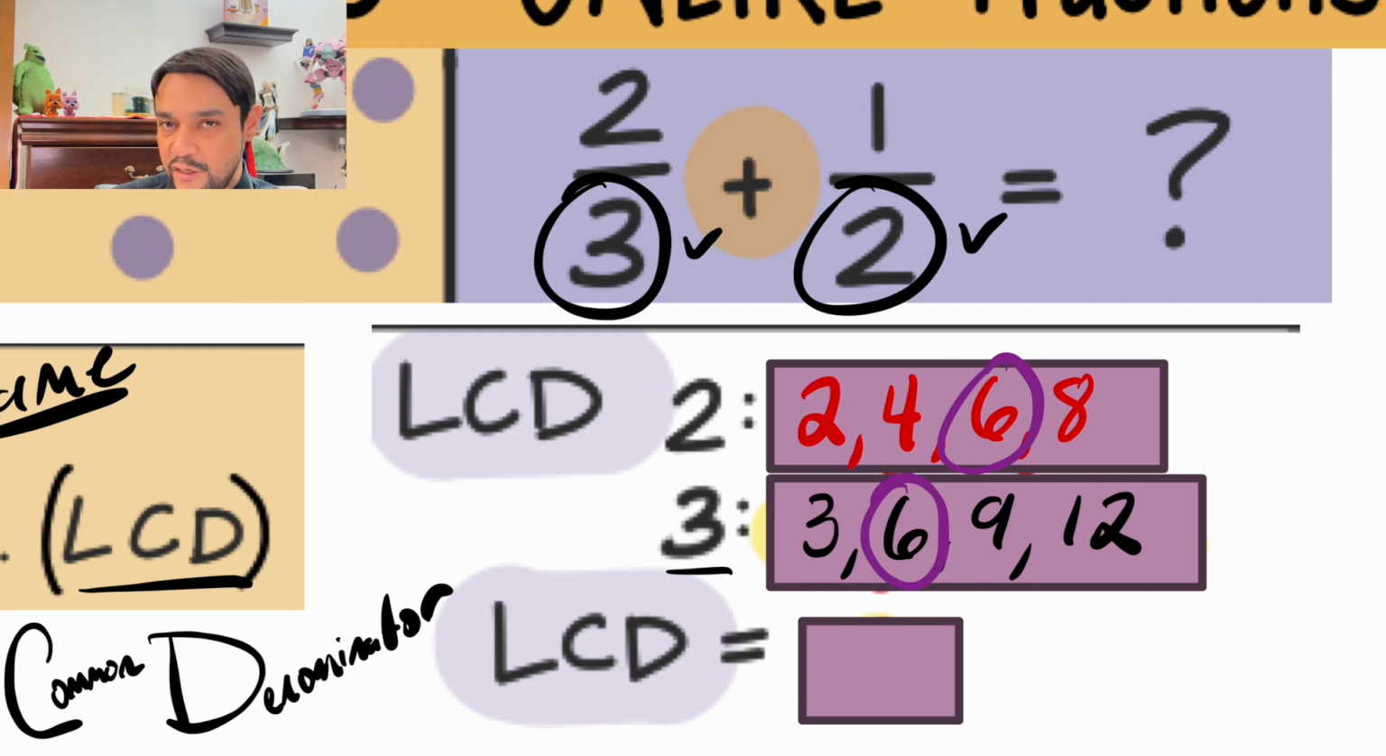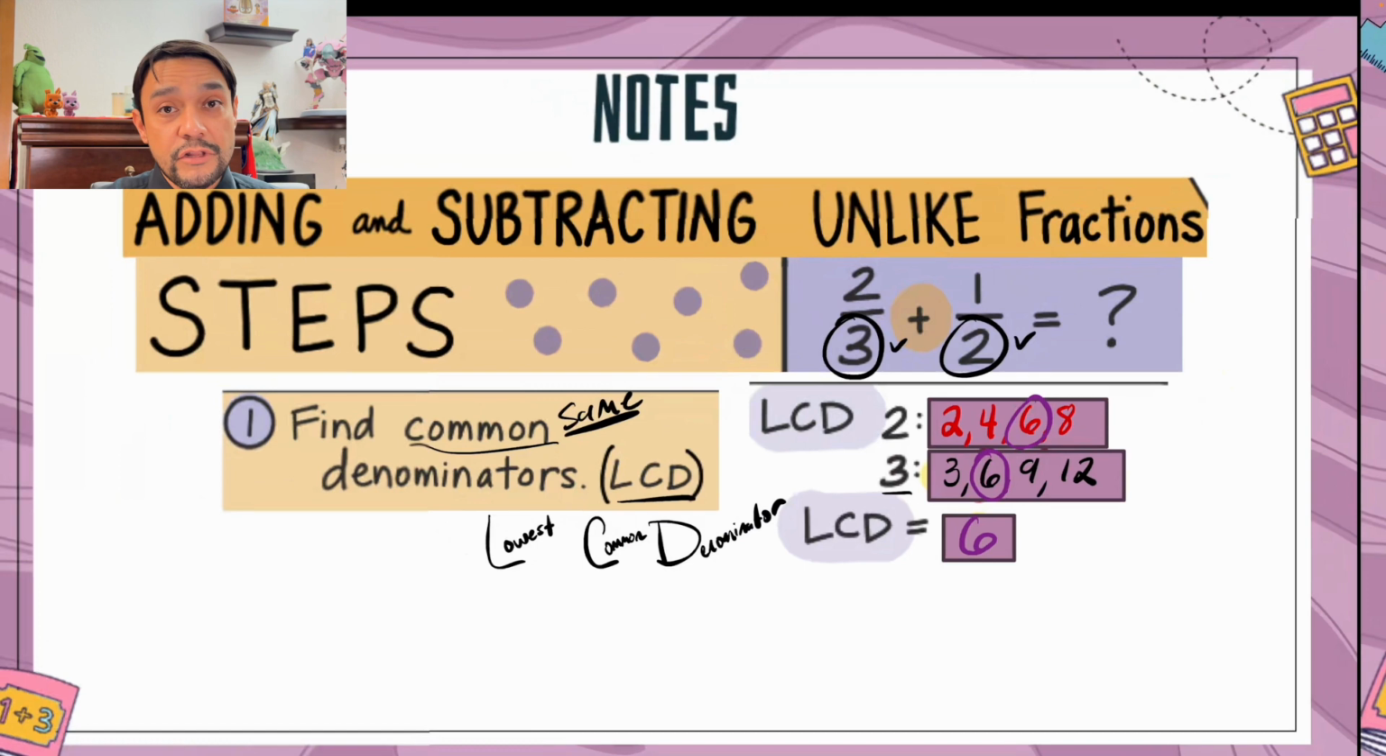All that means is we found a common denominator that they can both be. So our new denominator, or our lowest common denominator, is 6. So what we're going to do is take both those fractions and try to make them have denominators of 6. So let's start the next step.